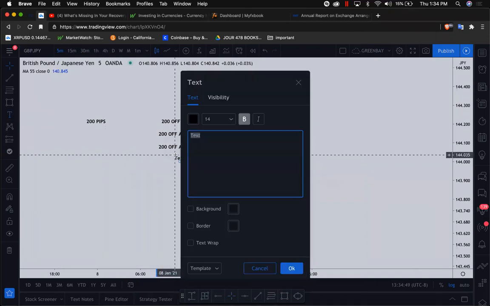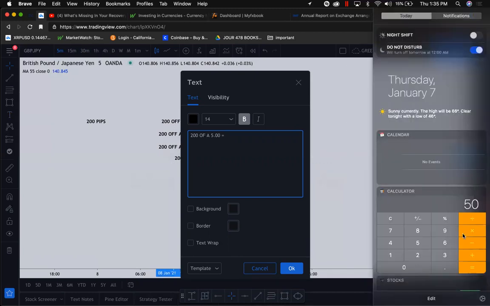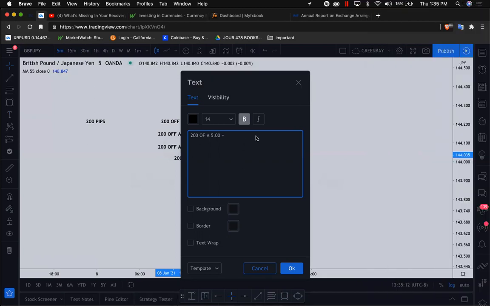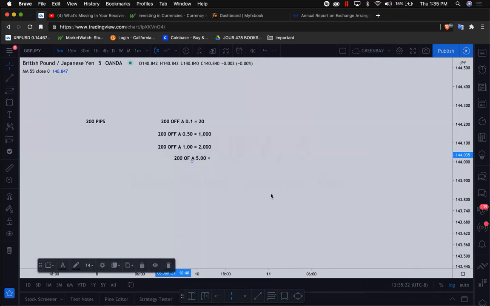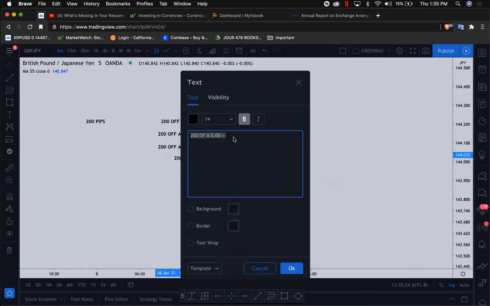And then here it gets even more dangerous. 200 off a 5 standard lot. That's 50 pips. Times that by 200. That's 10,000. That's all game right there. That's all love right there. That's somebody's monthly. That's somebody's monthly.